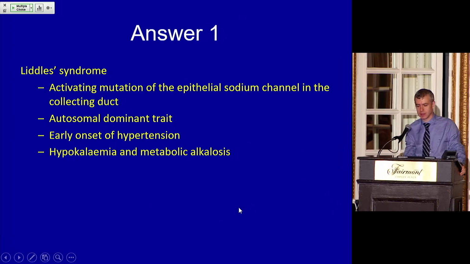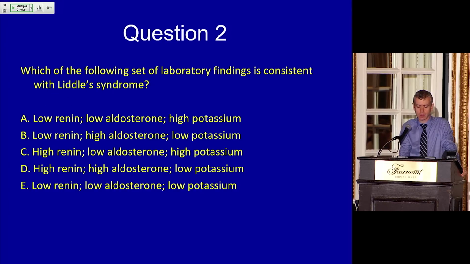So this is in essence Liddle syndrome, which is an activating mutation of the epithelial sodium channel in the collecting duct. It's inherited as an autosomal dominant trait. It has an early onset of hypertension and is characterized by hypokalemia and metabolic alkalosis. So question 2, a follow-on. Which of the following set of laboratory findings is consistent with Liddle syndrome?